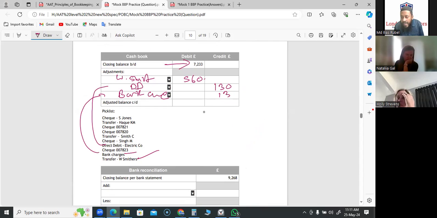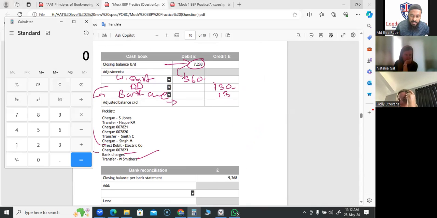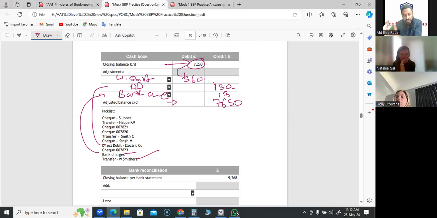We're updating our cash book balance. We had this balance, but with that balance, we need to add 560 and minus these two. Do you agree that credit means minus? Then whatever is the balance, this plus that minus that. You can do it with your calculator: 7233 plus 560 you have received, minus what we gave but couldn't write because we didn't have the bank statement. And now we have the bank statement. Now 7650 is my answer. That's how you update your cash book.